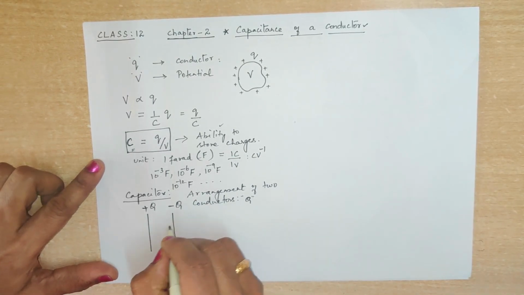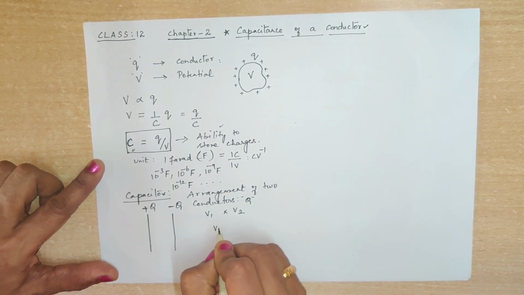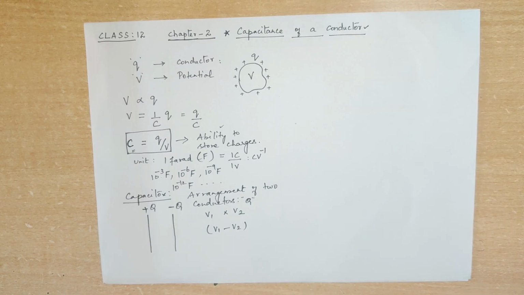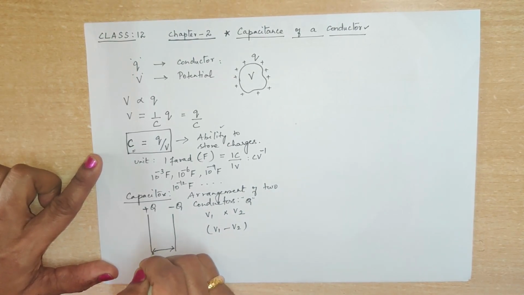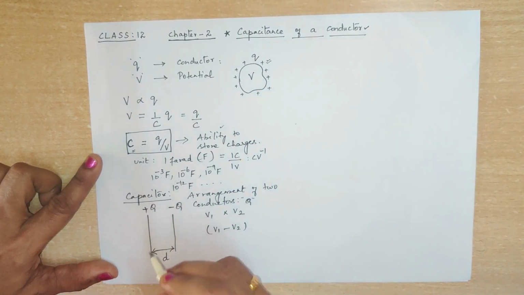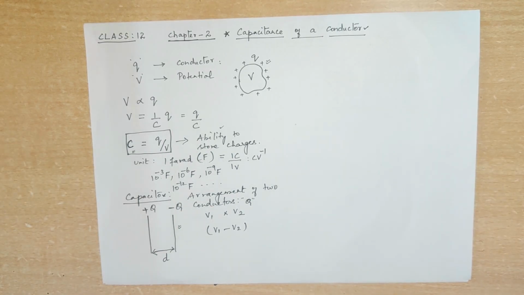The potentials will be V1 and V2 respectively, so the potential difference will be V1 minus V2. It is nothing but the arrangement of two conductors of different potential, charge, size and shape, but definitely they are separated by a certain distance relative to each other. It can also be a conductor of this shape, of any size and shape. But the capacitance, the ability to store charges, depends on the nature of the material medium around this.